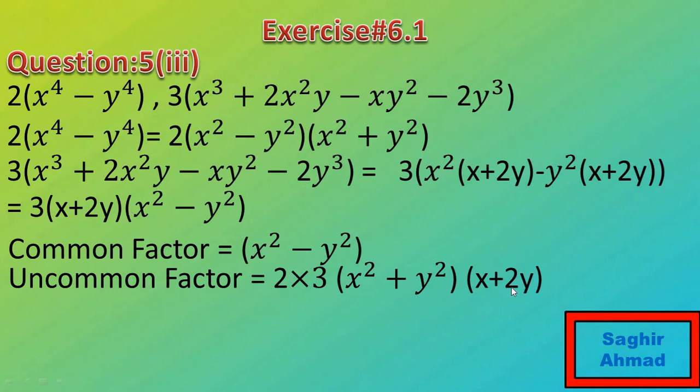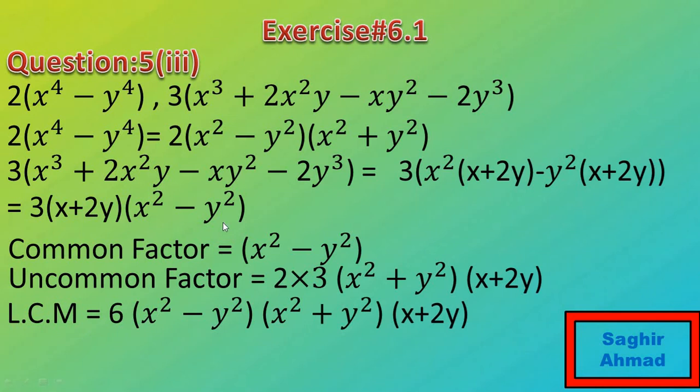To find the LCM of any two algebraic expressions, we just multiply the common factors and the uncommon factors. So I multiply them like this: 2 multiplied by 3, I get 6, and here (x^2 − y^2)(x^2 + y^2)(x + 2y). Simply I just multiply these terms.